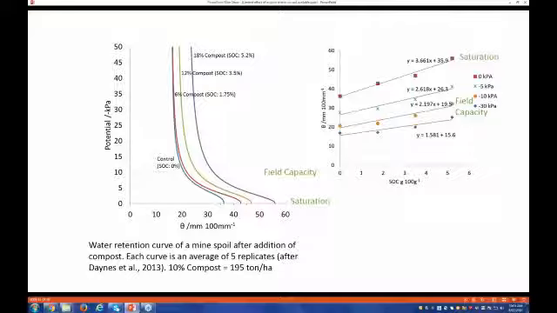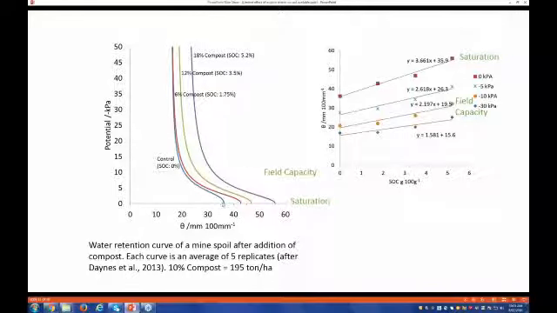Mine spoils are usually sandy materials. They try to rehabilitate it, so they add compost to see how much water holding capacity and aggregation it can improve. This is what we call a water retention curve. Basically it describes the state of the water. Under saturation, when the potential is 0, this is the water content at saturation. And the value here, 10 kilopascal, is what we call field capacity in Australia.